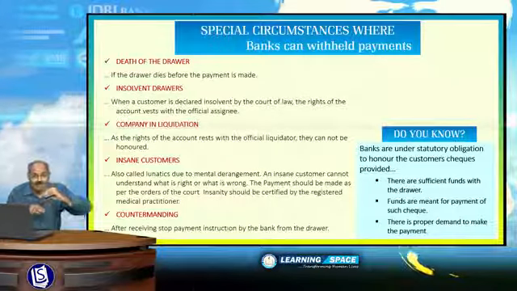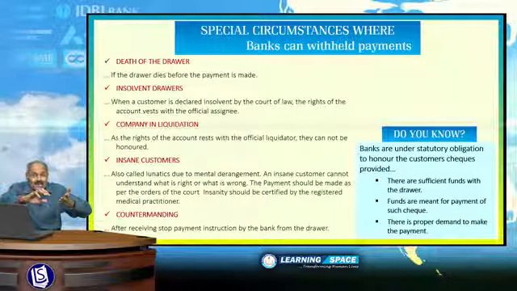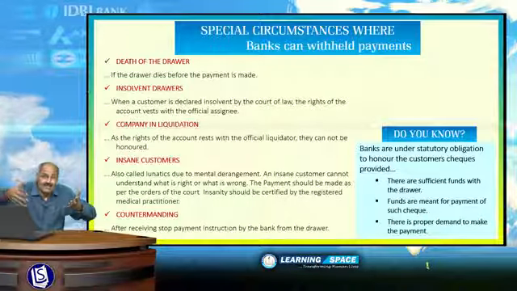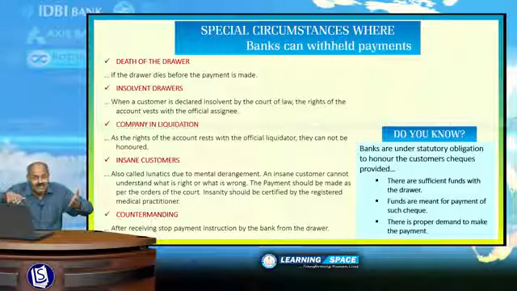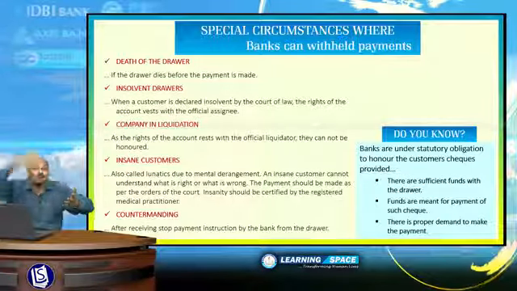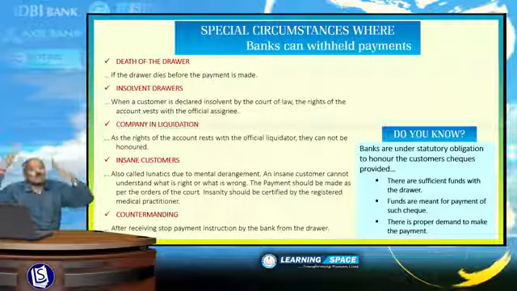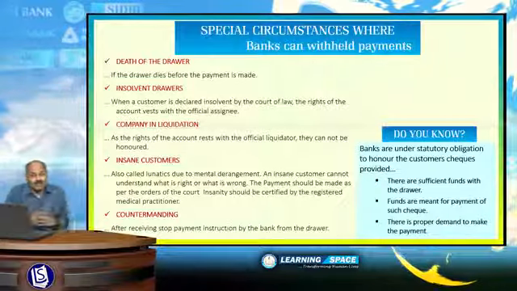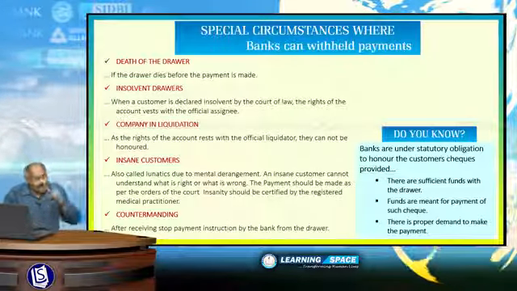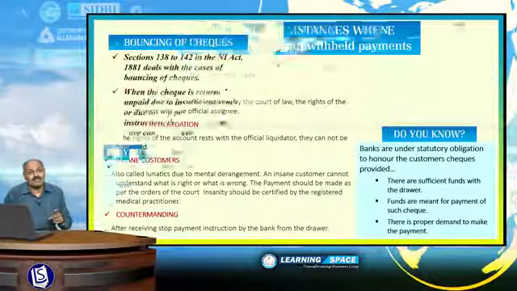Fifth, countermanding. That means X has given a check and Y has not yet presented it. Before that, when X asks the bank to stop payment, then that payment cannot be made to Y. That is called countermanding of the payment. So, under these circumstances, check payment can be withheld. Banks cannot pay under these circumstances, right?